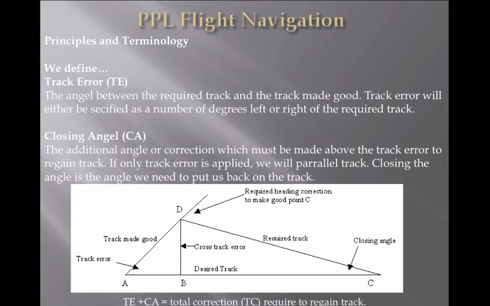The closing angle is the additional angle or correction which must be made above the track error to regain track. If only track error is applied, we will parallel the track. The closing angle is the angle we need to put us back on the track. So if we only add the track error in the opposite direction, it means that we will run parallel to our desired track. So we would need to take the track error and the closing angle in order to be able to adjust our course and heading to be able to get back to C.